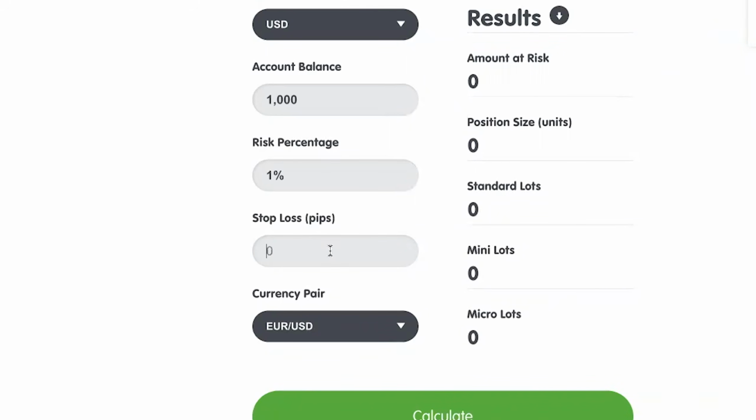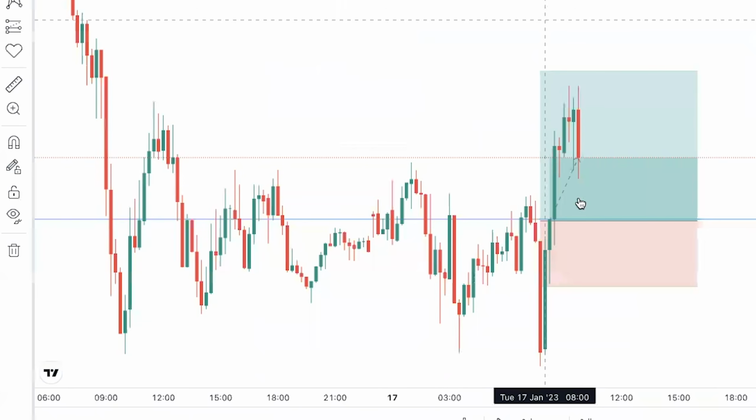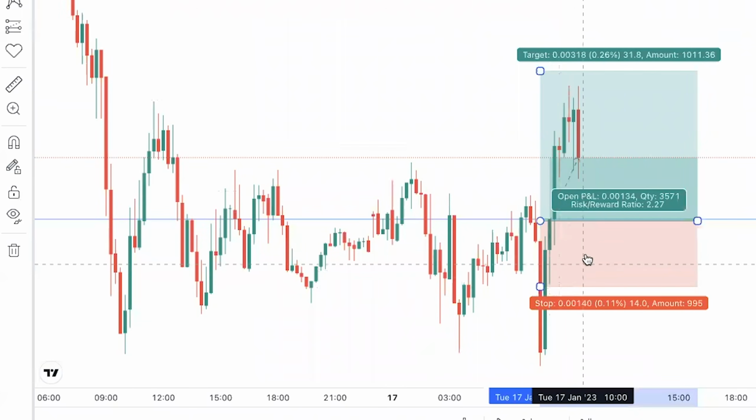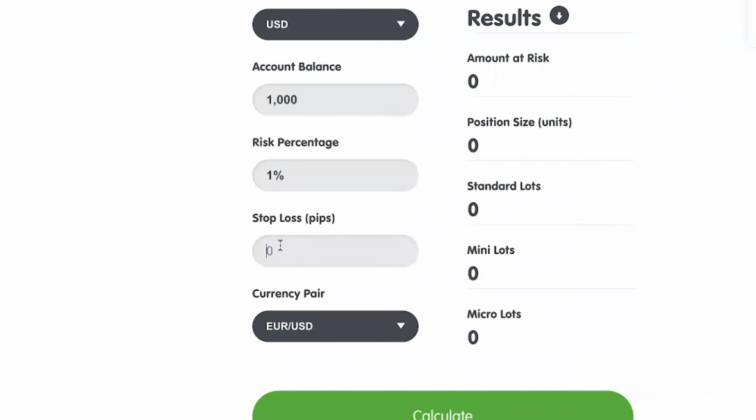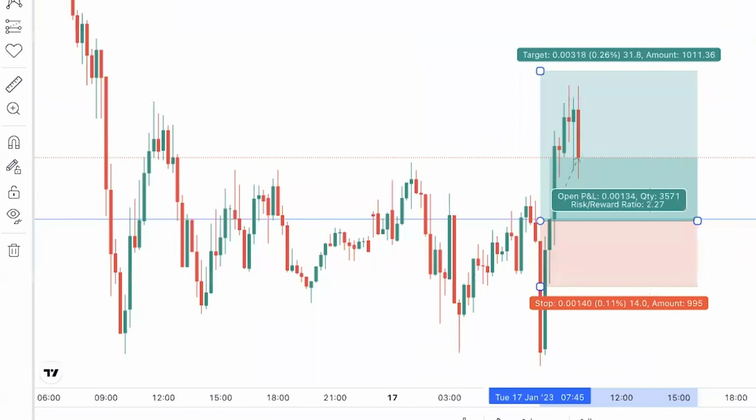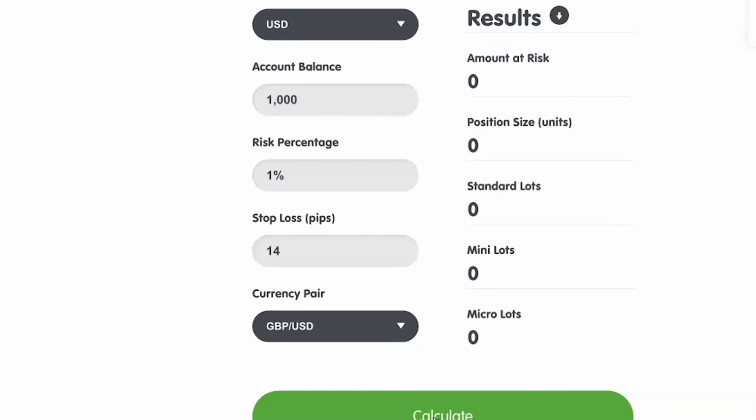So let's say the stop loss level on this trade, which we took, was how many pips? Let's use this trade that we hit stop loss, which was about 14 pips stop loss. So I'm just going to come in here and put in 14 pips stop loss. Then I'm going to change it to the pair which I love trading, which is GBPUSD, because that's the pair right here that we are using as an example. So with that selected, all I just have to do is to click calculate.